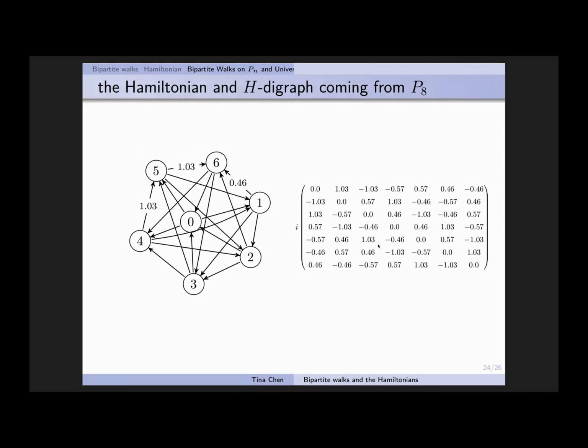So what does it mean? It means that is the K7, the oriented K7, which is the edge digraph of the bipartite walk on P8. And those are the Hamiltonians we have. So if we assign the weight of each arc according to our Hamiltonians, then we do a continuous walk over the resulting weighted oriented K7, and the walk itself will have universal perfect state transfer.